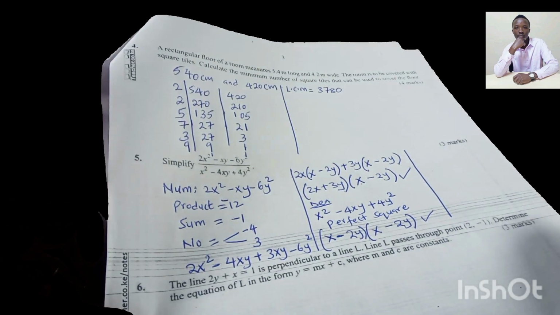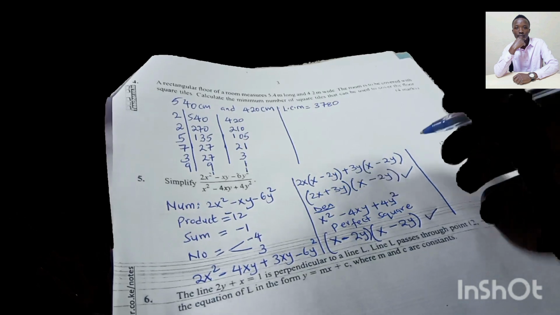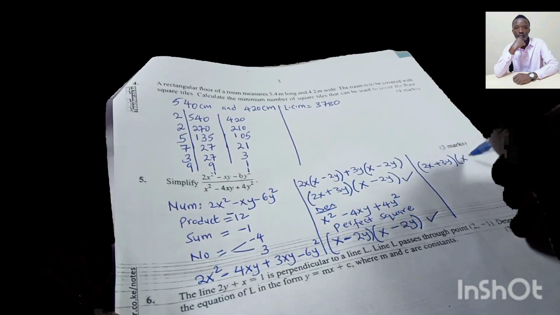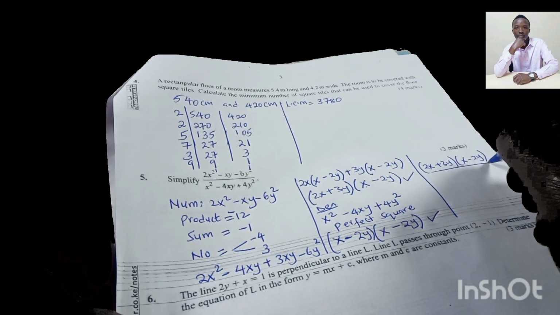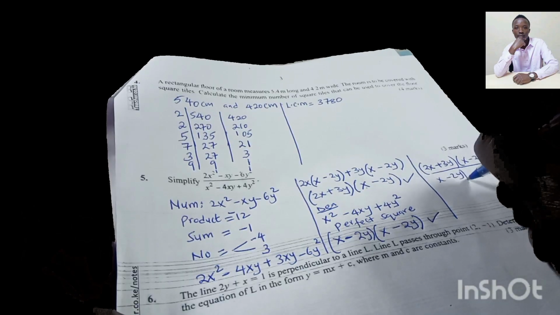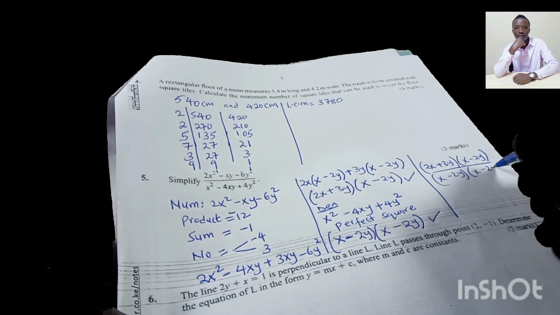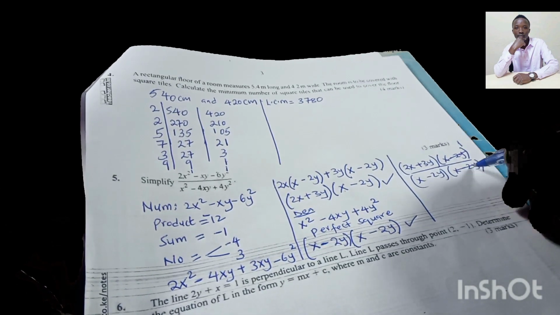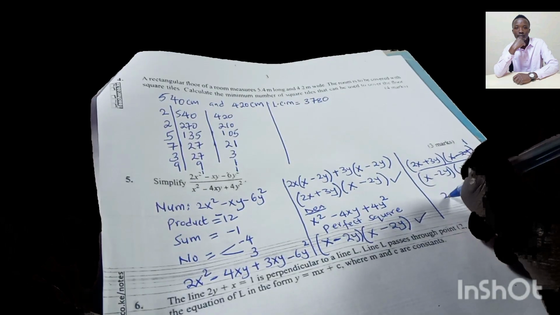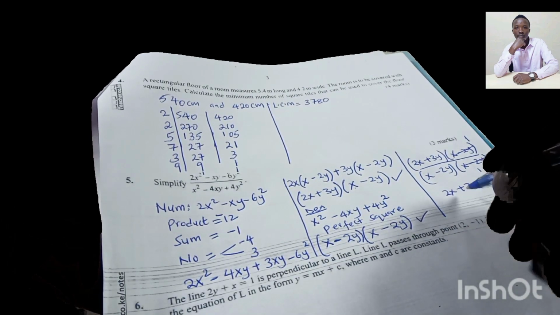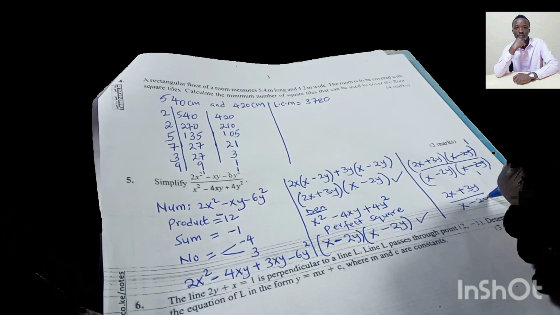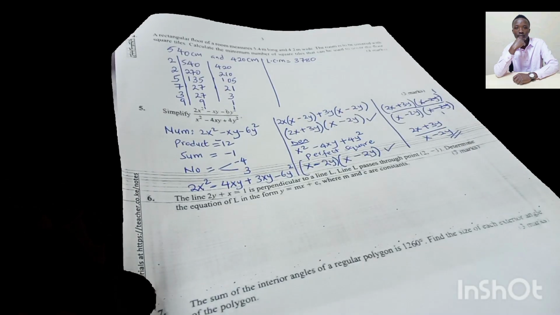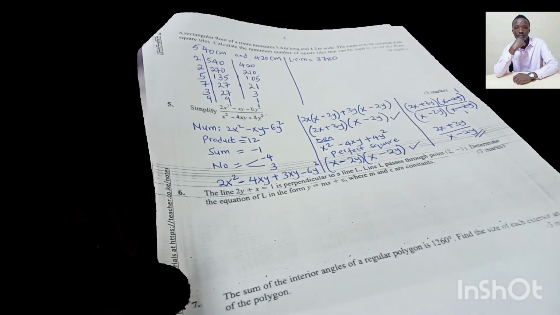And when we simplify the numerator and the denominator, we are going to have 2x plus 3y over x minus 2y, over x minus 2y, x minus 2y. So this one and this one are identical. We can cancel them out. They simplify themselves. Then we are left with 2x plus 3y over x minus 2y. By doing that, we are done with question number 5. You score your 3 marks. Then let's proceed to question number 6.